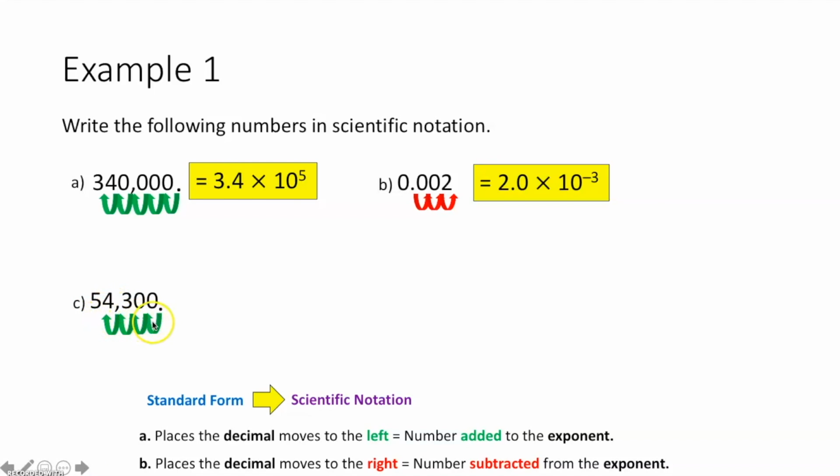How many places did I move? 1, 2, 3, 4. And did I move to the right or left? I moved to the left, which means I'm going to add that number to the exponent of 10. So it's going to be 5.43 times 10 to the fourth power because I moved over to the left 4 places.